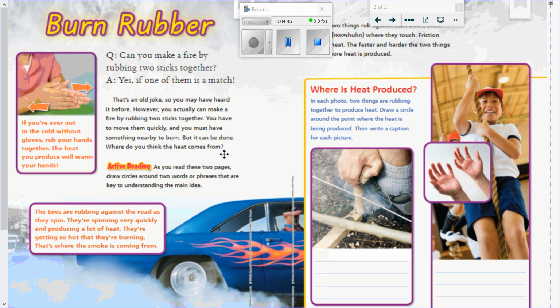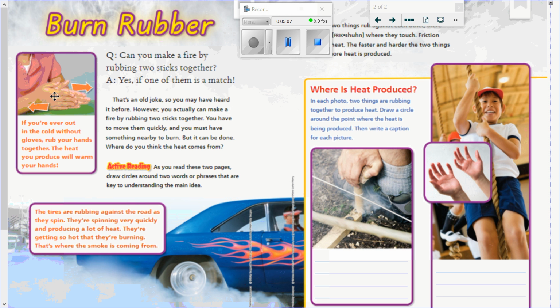Where do you think the heat comes from? Like I said, please don't try that at home. But think about when you're rubbing those things together, what is causing the heat? Let's look right here and explore some more. If you're ever out in the cold without gloves, rub your hands together. The heat you produce will warm your hands.